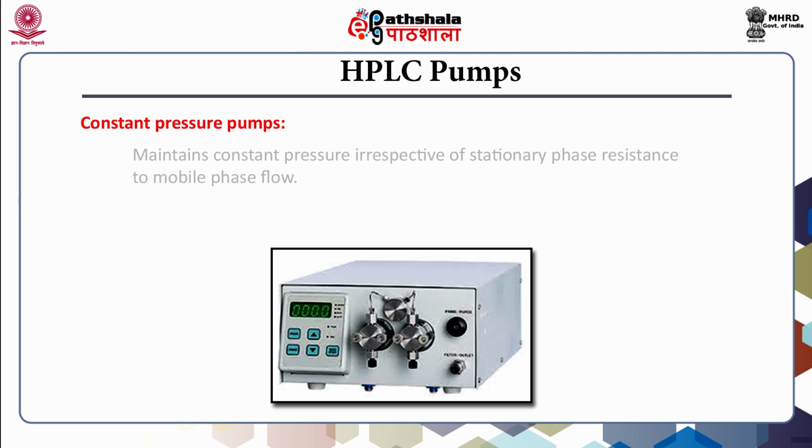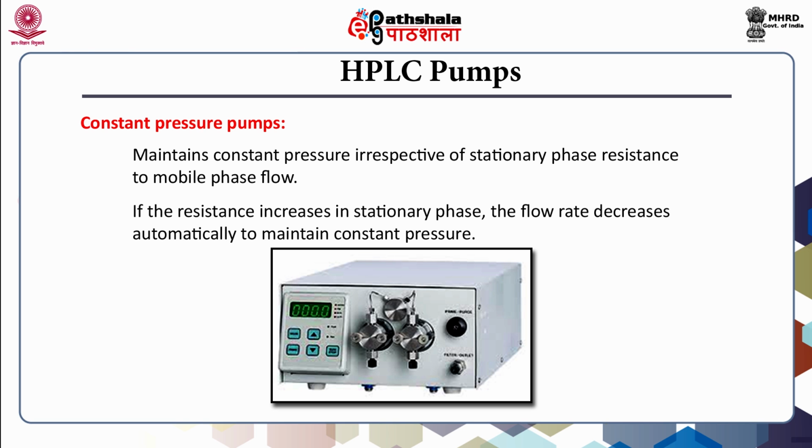Constant pressure pumps maintain constant pressure irrespective of the stationary phase resistance to mobile phase flow. If the resistance increases in the stationary phase, the flow rate will be decreased automatically to maintain the constant pressure. So, the main motto of this pump is to maintain the constant pressure. Accordingly, the flow rate may change according to the pressure situation in the stationary phase.